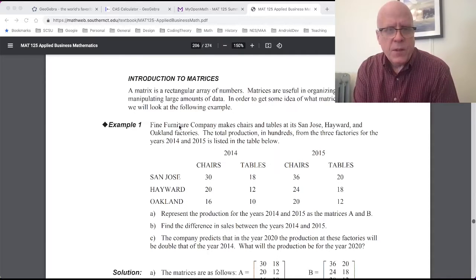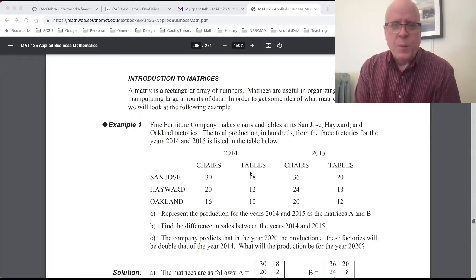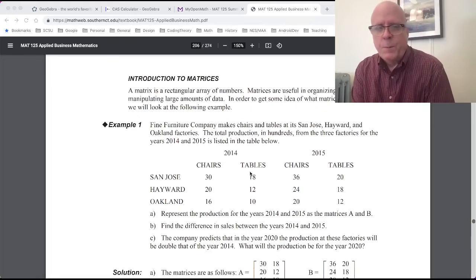In this instance, this fine furniture company has 3 locations where it's manufacturing stuff. And they're just picking out 2 of their products, chairs and tables. Probably a manufacturing company for furniture would have more than just that. Anyway, in each location, you make a certain number of chairs and a certain number of tables in a year. I suspect also that the numbers would be much bigger, but again, it's kind of a toy example.